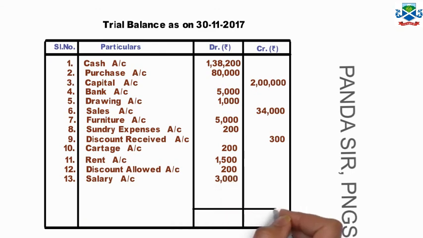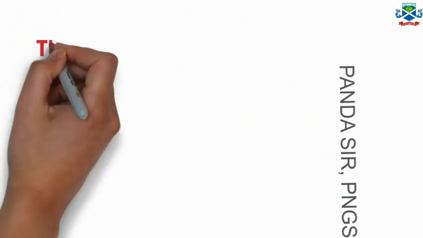So now we will go for tallying the trial balance, debit total and credit total. If you check that both sides are equal, that means the trial balance is agreed and your posting and balancing is correct. So that's how we prepare the trial balance, and that's all for this question.